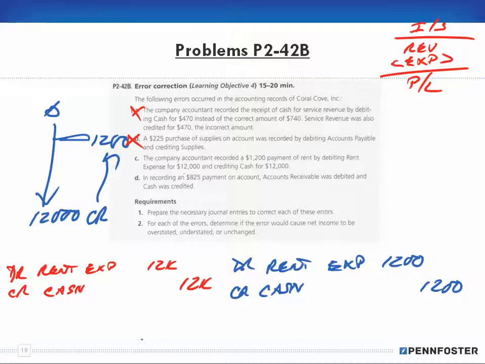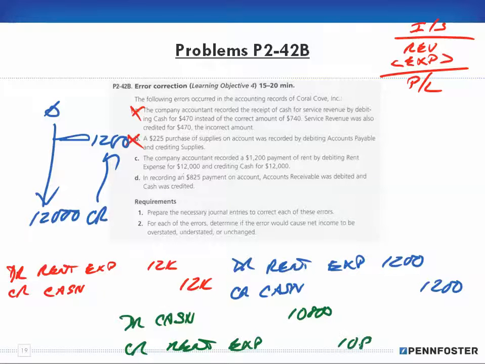So I have my debit to cash for $10,800 and a credit to rent expense for $10,800. Remember, my original entry was a credit, but it's way too much. So in order to lessen it, reduce it, I have to debit, which is going in the opposite direction, in order to bring it up to the credit here of $1,200.